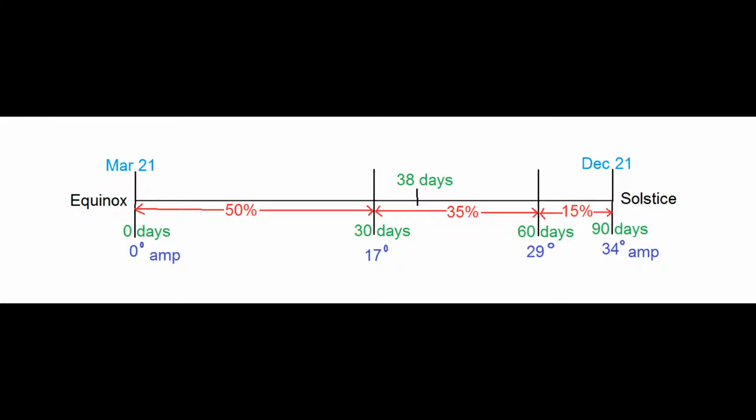In this example, you're 38 days out from the equinox. Estimate where the 38-day point on the line would be and make a mark there. You can now see from your line that your amplitude is going to be somewhere between 17 degrees and 29 degrees, and closer to 17 degrees than to 29 degrees.